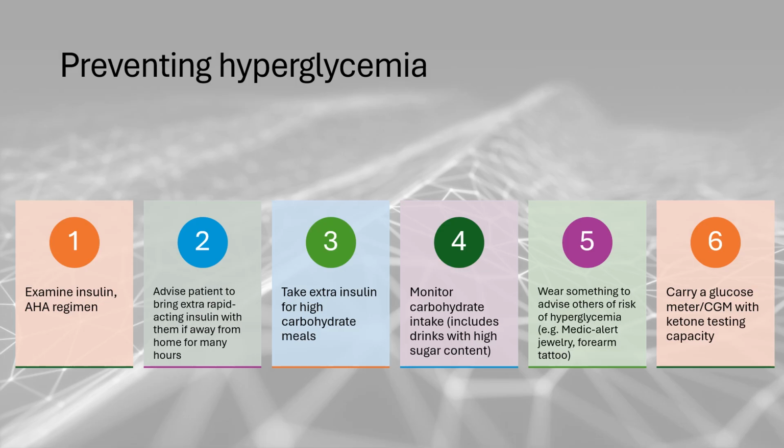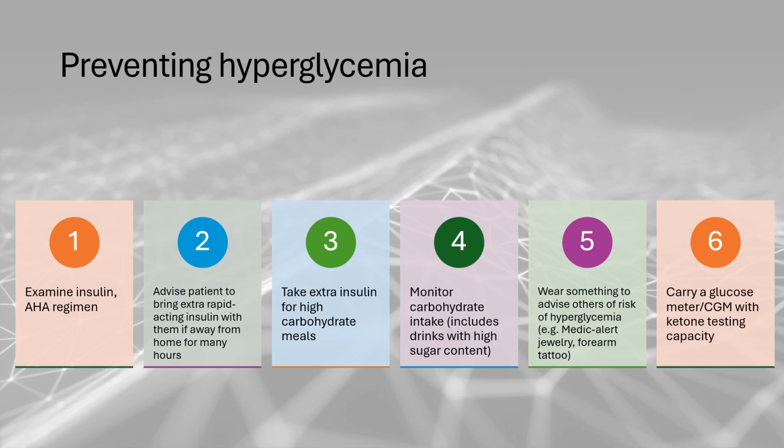They need to take extra insulin for high carbohydrate meals, so counseling them as to how they would do that. Monitor their carbohydrate intake, so maybe they overdid it and they need to back off a little bit when they're in this high glucose state. They should wear something to advise others of the risk of hyperglycemia, so a medic alert, jewelry, or, mentioned before in a different module, a forearm tattoo.